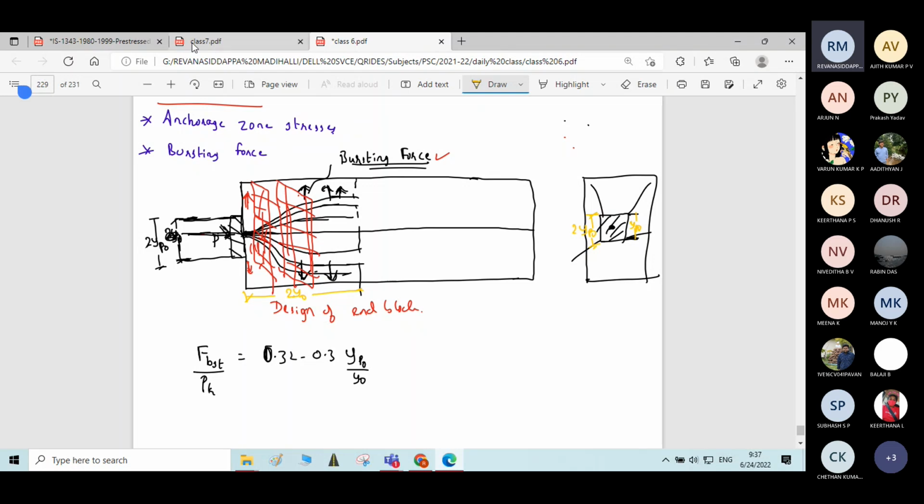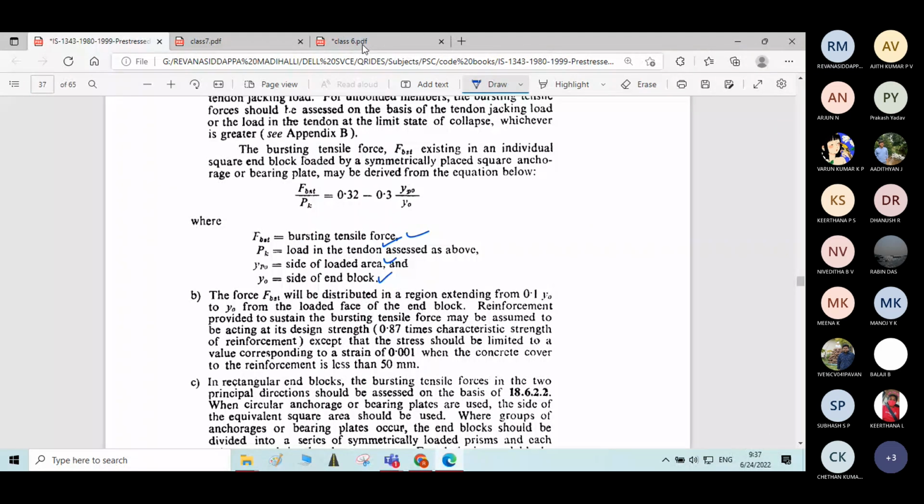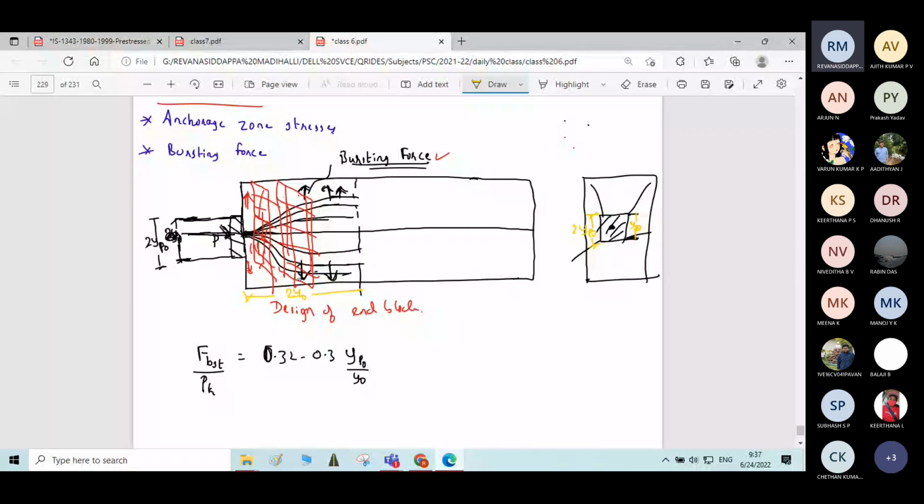So this is called the size of the end block. For this portion we are designing the reinforcement, it is called the end block. It is denoted by 2y0. Here yp is nothing but the depth of the plate. This much you remember. Y0 means this side of the end block.